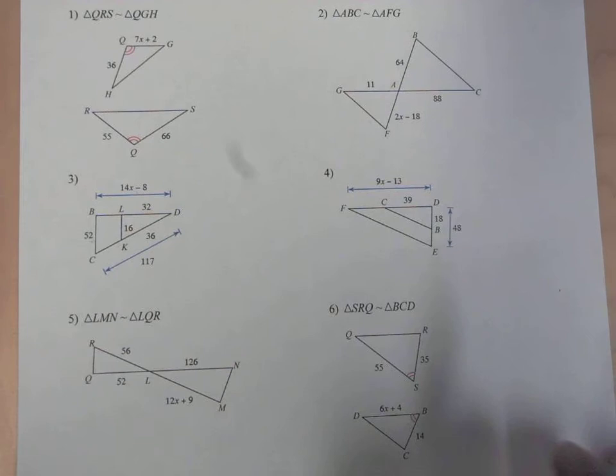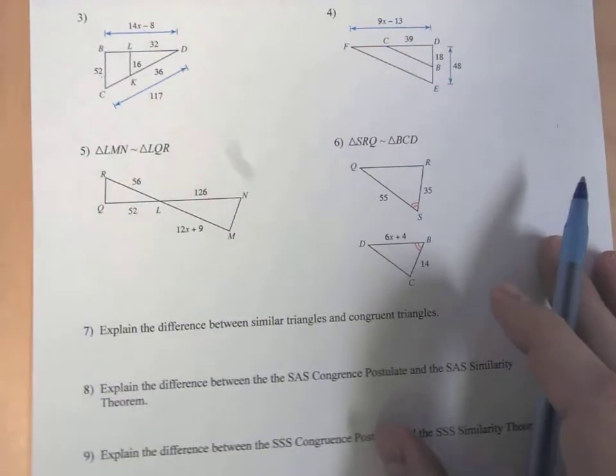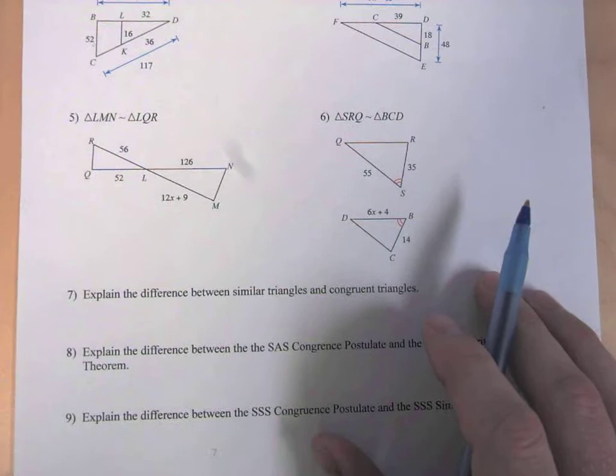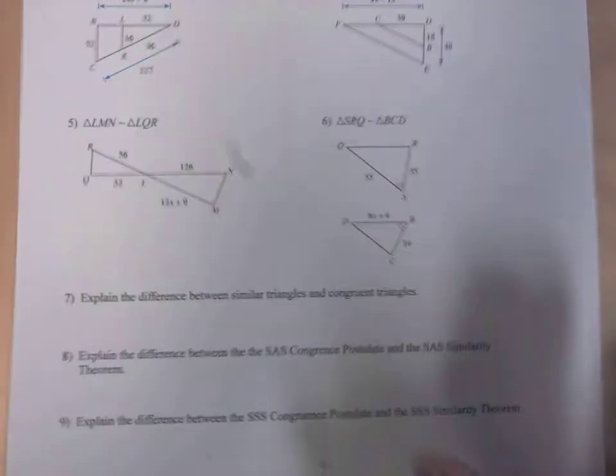All right. Okay, the next couple here. So the difference between congruent and similar: congruent triangles have congruent sides and congruent angles. Similar triangles only have congruent angles. Their sides aren't congruent. Their sides are proportional. Okay, so that's kind of the idea there, but you can put that in your own words.